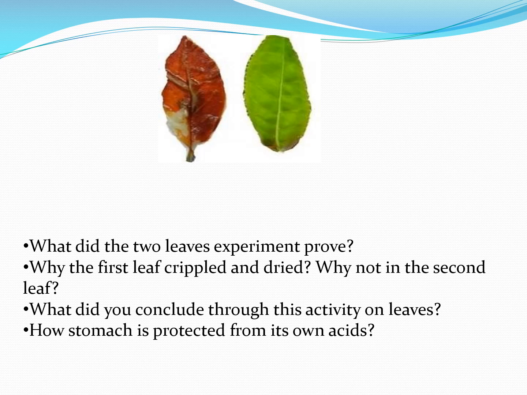Second question, why did the first leaf crumple and dry? Why not the second leaf? Acid directly acts on the first leaf, and on the second leaf petroleum jelly is applied, so it is protected. Third question, what did you conclude through this activity on leaves? Petroleum jelly acts as a protective layer. How is the stomach protected from its own acids? The stomach is protected by its mucus lining from its own acids.